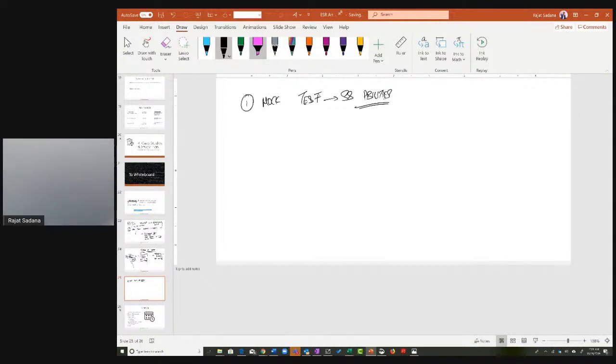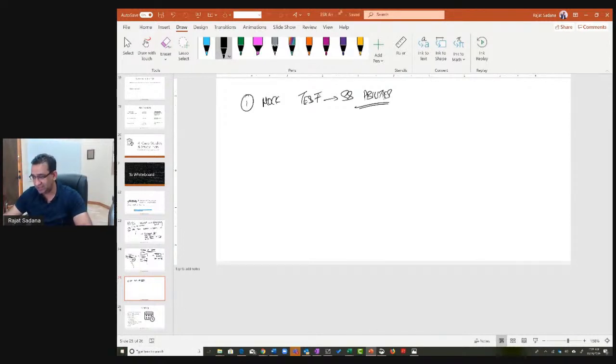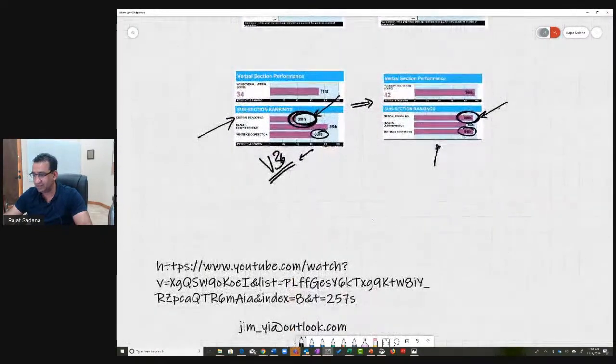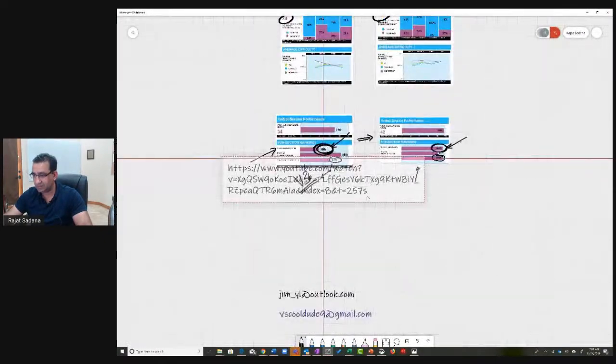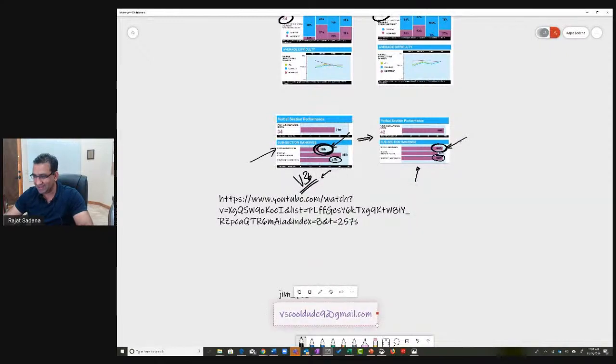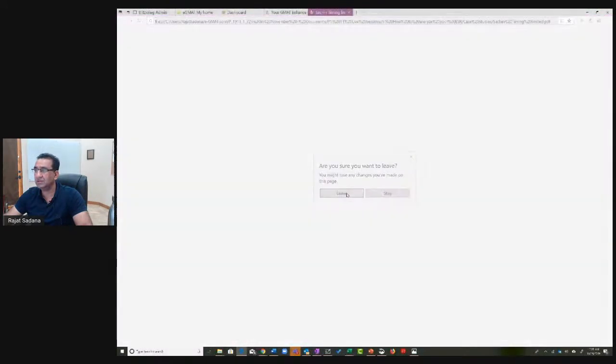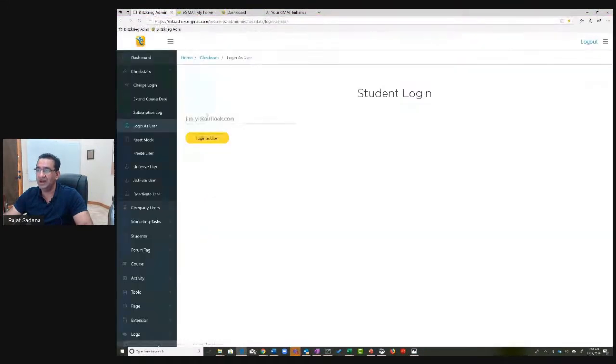Let me actually move forward. I'm going to just move the camera a bit over here. Because if you get your subsectional abilities, what you're going to find is that you are able to create that improvement plan. So let's take a case study of a student and see how we would build our improvement plan.